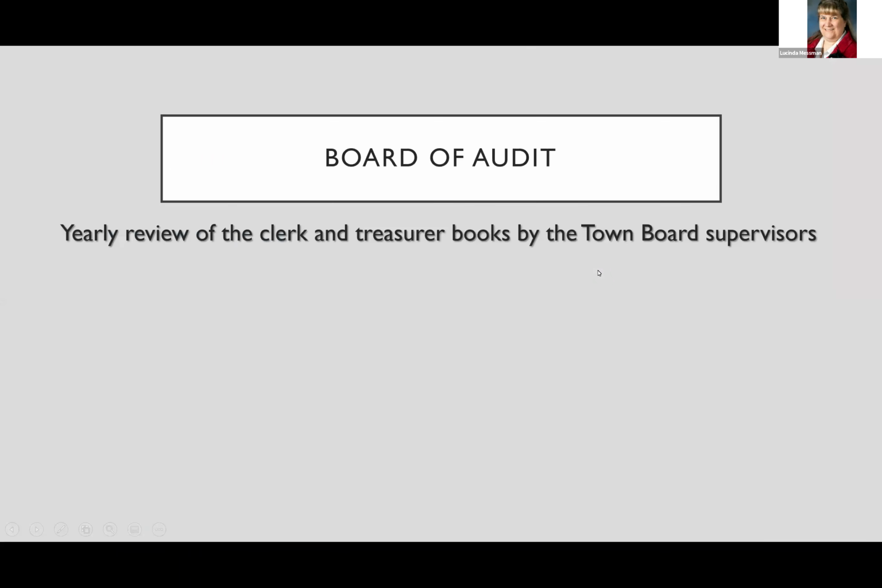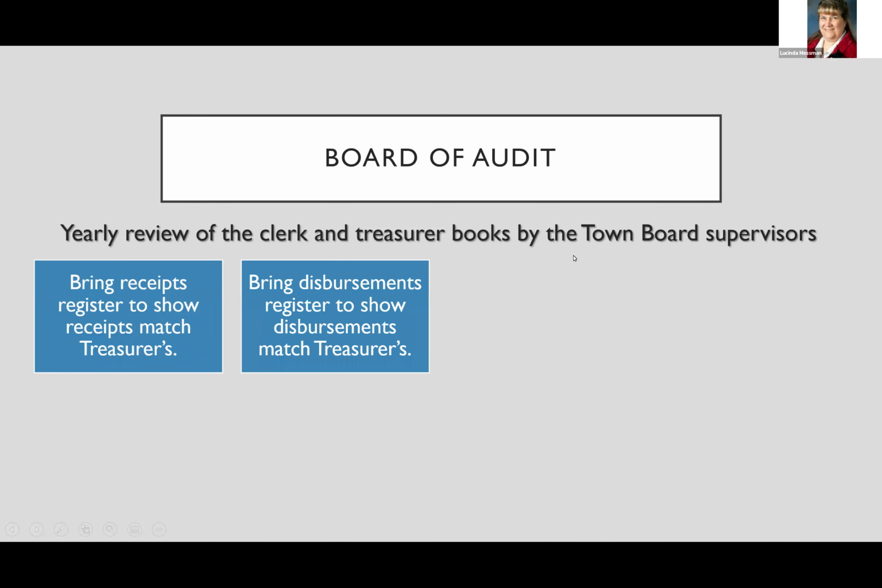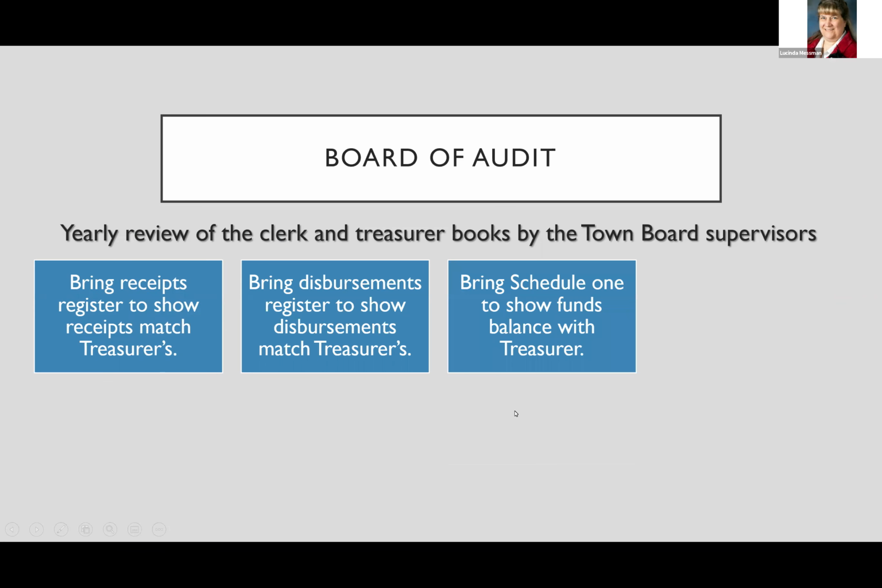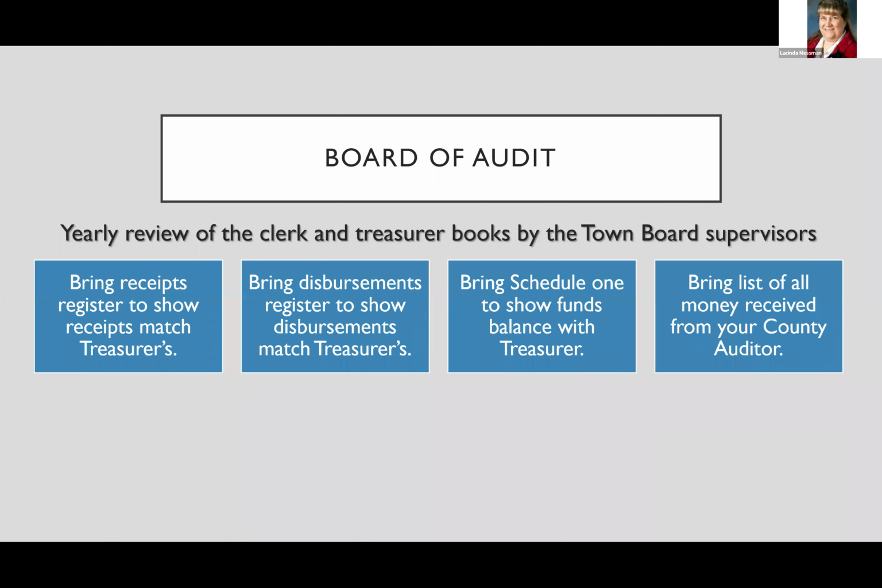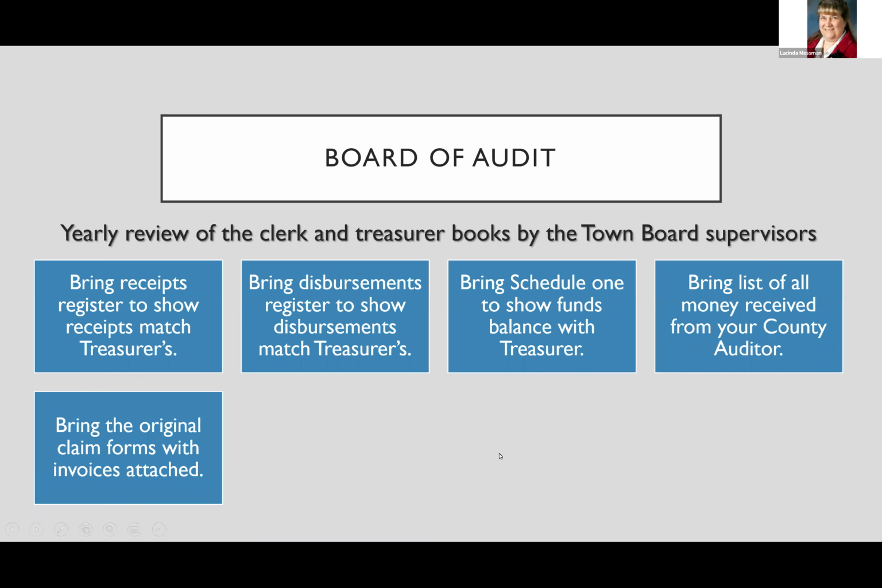So let's keep going. With the Board of Audit, there are 8 things that you have to do as a clerk. You've got to bring receipts register to show that the receipts match. Now, if you're not using CTAS, you're bringing a book of receipts or a file folder, whatever it is. You have to do the same with disbursements. The next thing is Schedule 1. In CTAS, we call it Schedule 1. In your record, it could just be columns showing that your funds balance to whatever the funds of the treasurers are. The money that you've received from your county auditor, the original claim forms with invoices attached, any filled receipt books. We're going to talk a little bit more about this later.